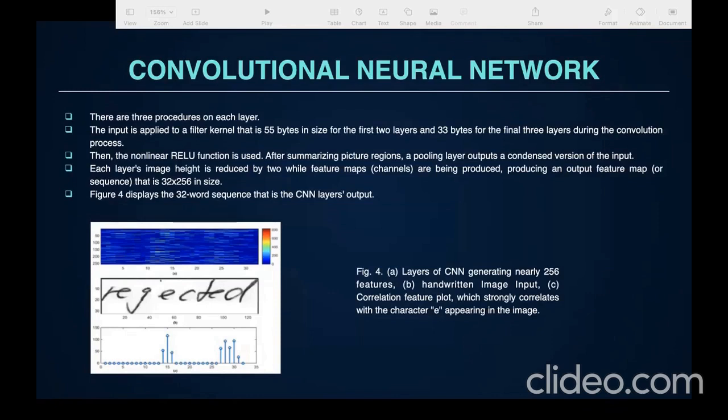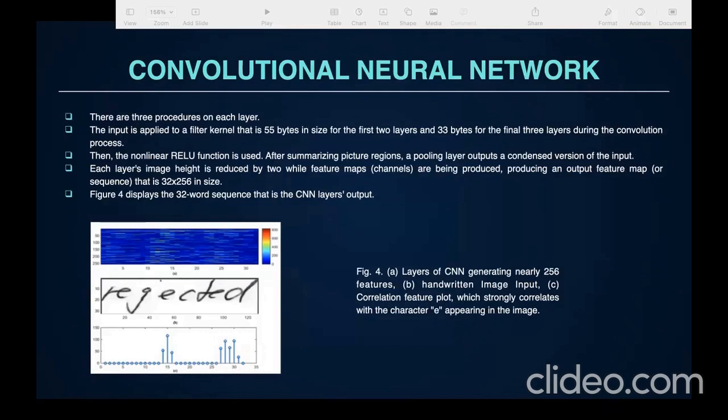After summarizing the picture regions, a pooling layer outputs a condensed version of the input. Each layer's height is then reduced by 2, while the feature maps, that is the channels, are being produced to produce an output feature map, which is in the size of 32 cross 256.